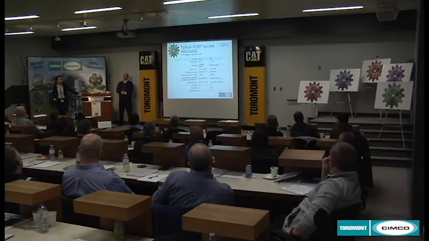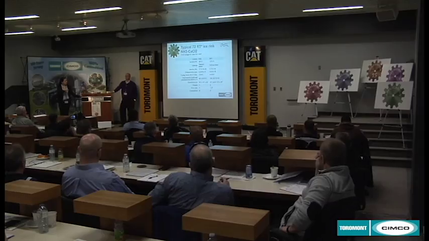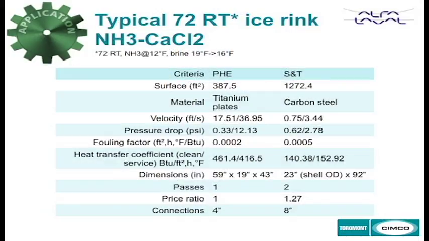Application: we have here a chart showing a typical 72-ton ice rink with calcium chloride and ammonia. The brine is coming in at 19 and going out at 16 Fahrenheit, and we're evaporating at 12 Fahrenheit. This is a typical application. We can see that the surface we need with the plate heat exchanger is 387 square feet, while it's 4 times higher with the shell and tube.